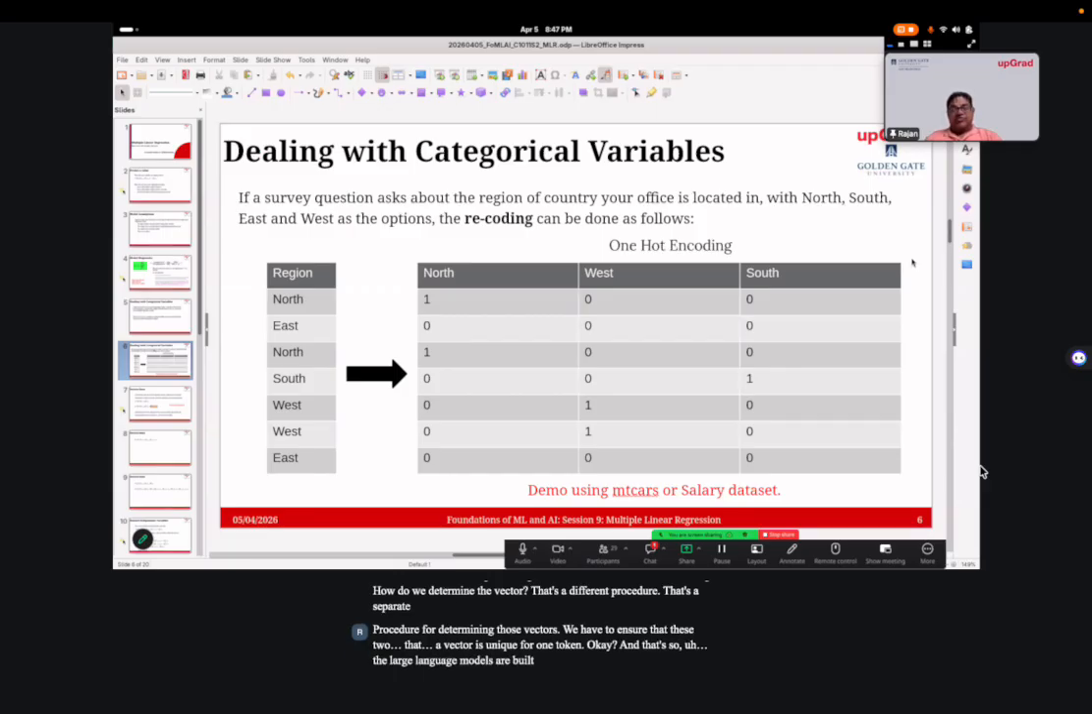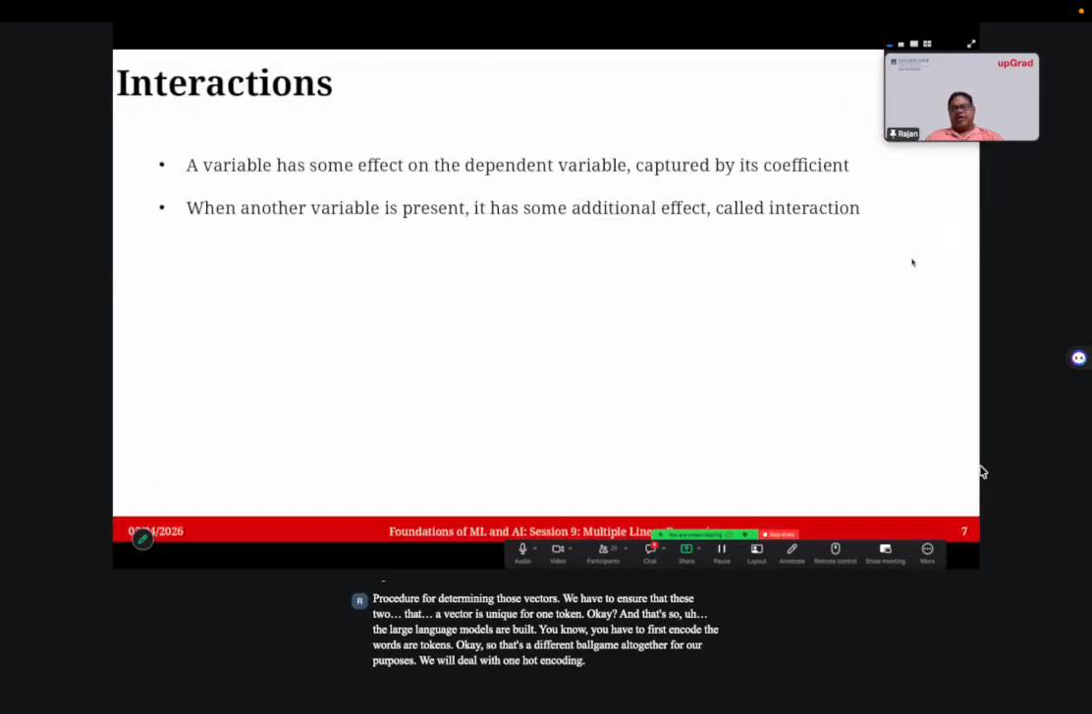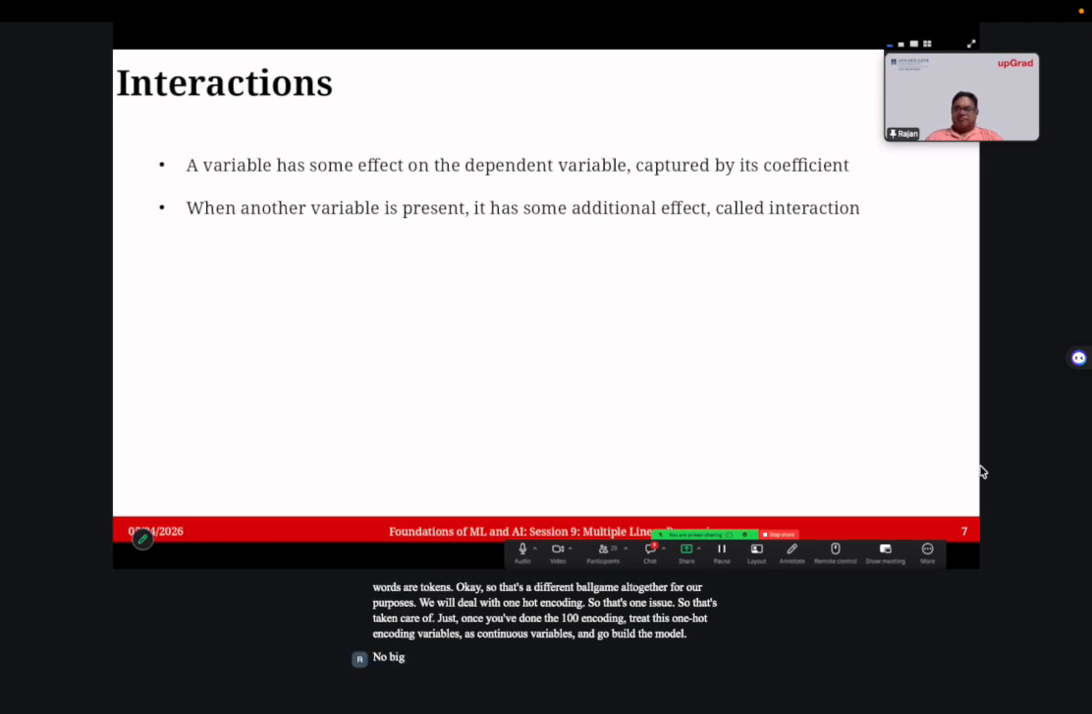Now you have to first encode the words or tokens. Okay, so that's a different ballgame altogether. For our purposes, we will deal with one-hot encoding. So that's one issue. So that's taken care of. Just once you have done the one-hot encoding, treat these one-hot encoding variables as continuous variables and go build the model. No big deal. The next thing is interactions.